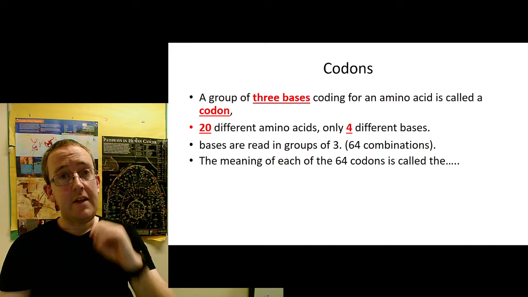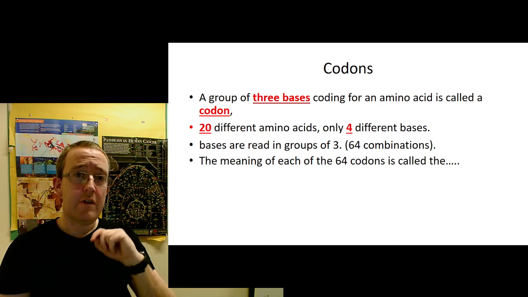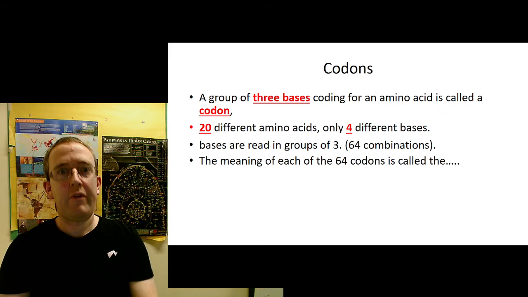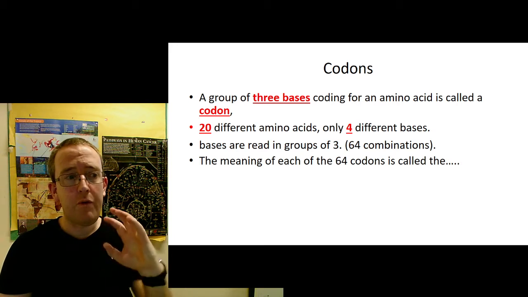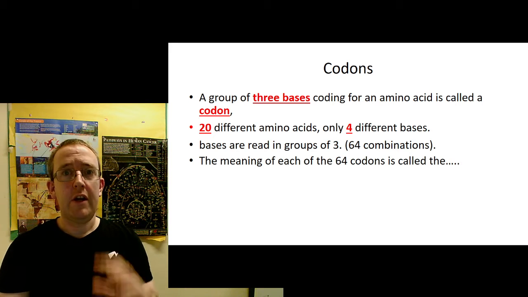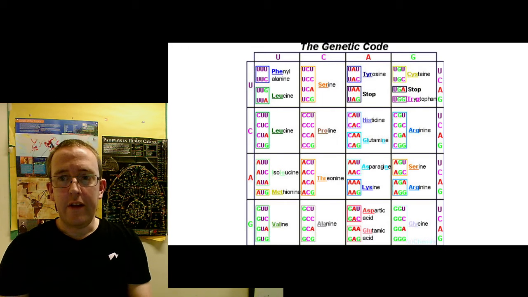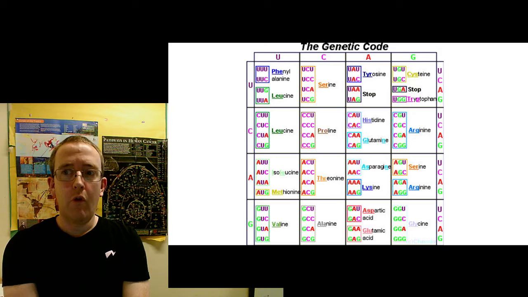Okay, and this bit here, the meaning of each of these 64 codons is something that has only recently been discovered by humanity, and it is a genuine privilege to be able to share this information with you, because it's one of the most powerful pieces of modern biology that we can actually share. It is the genetic code. Okay, there it is. It's in all the textbooks, and that's all the meanings of all of the different codons.